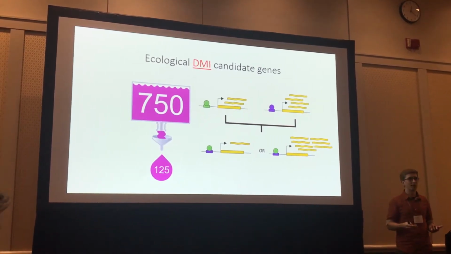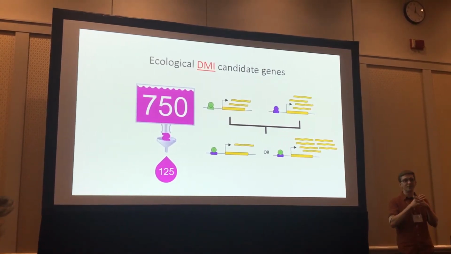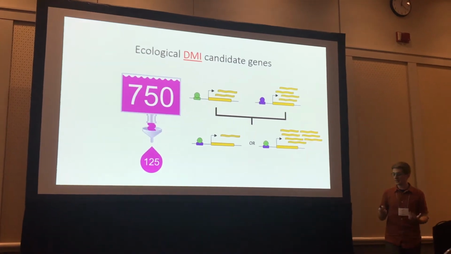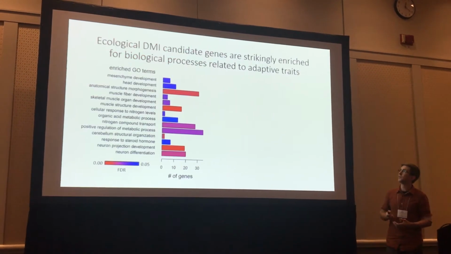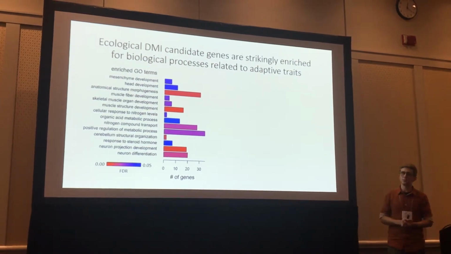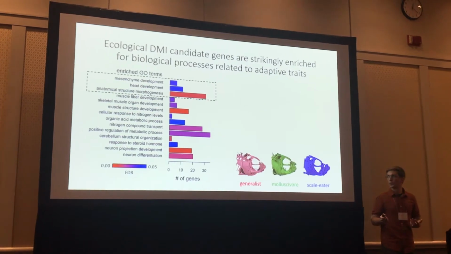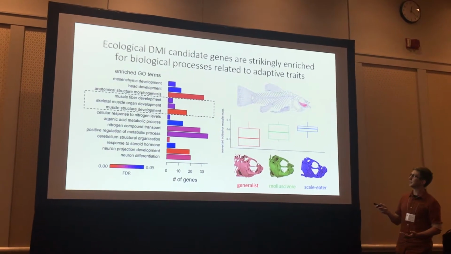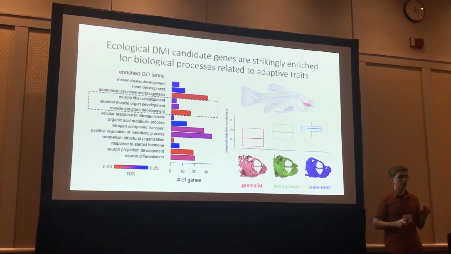DMI because they show patterns consistent with divergent regulatory alleles negatively interacting in hybrids to contribute to misregulation, and ecological because these genes were strikingly enriched for biological processes related to adaptive trait development. So we see enrichment related to craniofacial development, skeletal muscle development. Here I'm showing that specialists tend to have larger adductor muscles, which is important for the force of jaw closure.